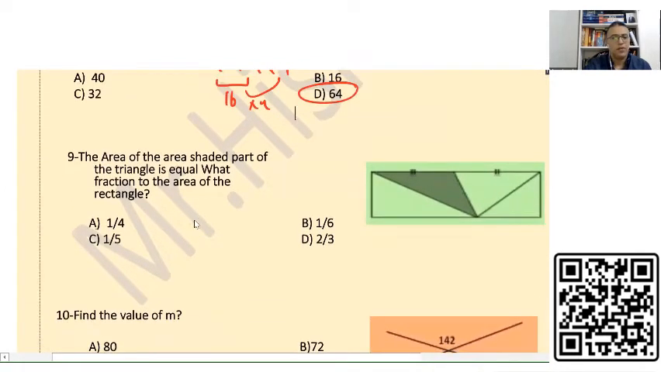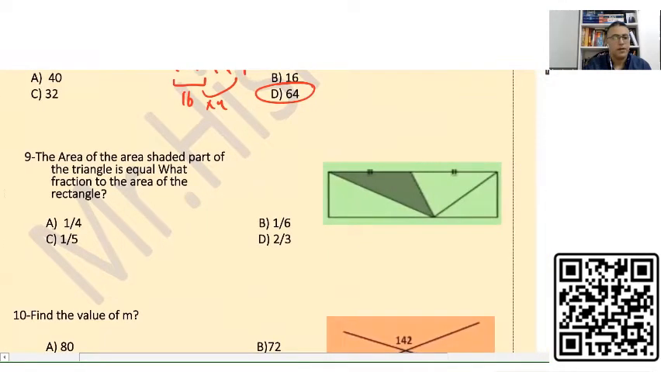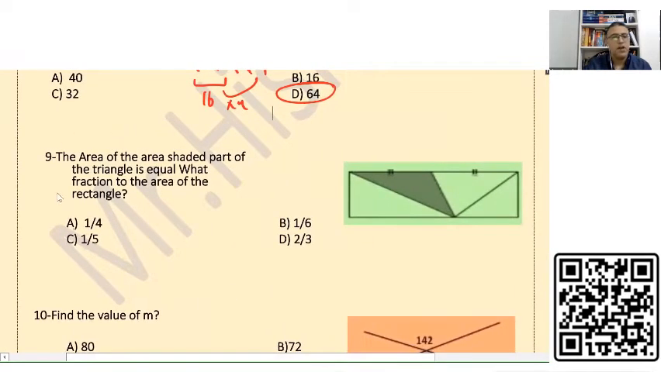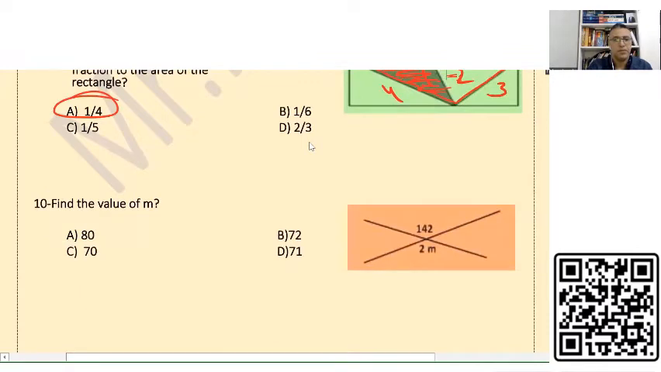Question number 9. The area of the shaded part of the triangle is equal to what fraction of the total area? This one, I think it's clear for us, since this is a midpoint, that these two triangles are equal in area. And this whole triangle is half the whole rectangle. So this one represents 1 over 4, 1, 2, 3, 4 parts. The shaded part represents 1 over 4.